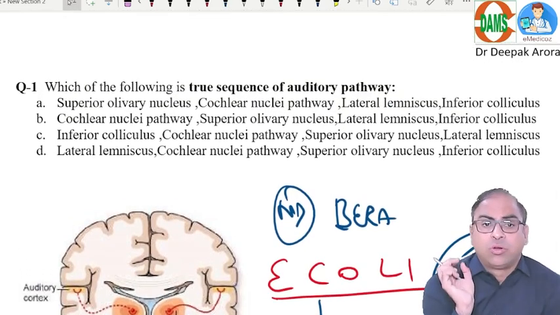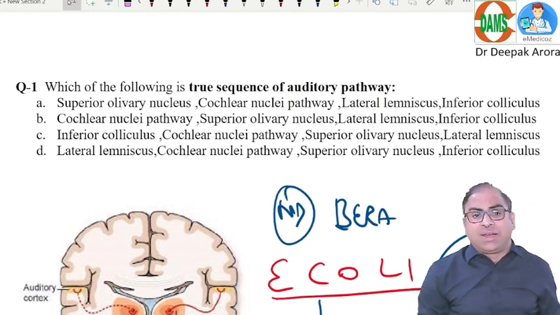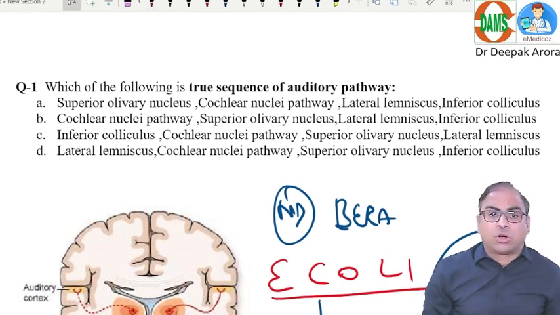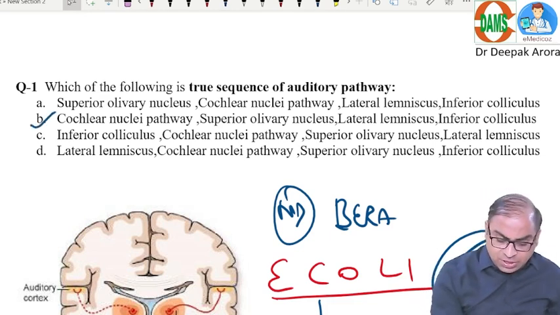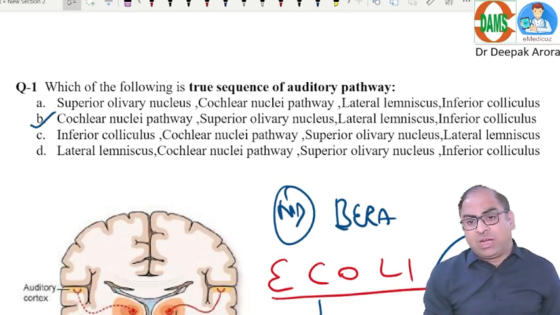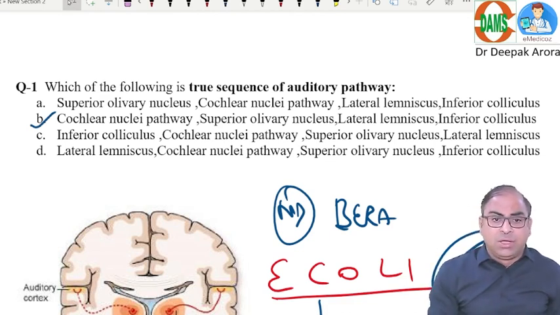Now coming to the true sequence, the first one is your 8th nerve. The option 8th nerve is not there. Next option is cochlear nucleus, one of the easiest MCQs. Cochlear nucleus followed by olivary complex, lateral lemniscus, inferior colliculus. Clear? So the answer will be the B option.